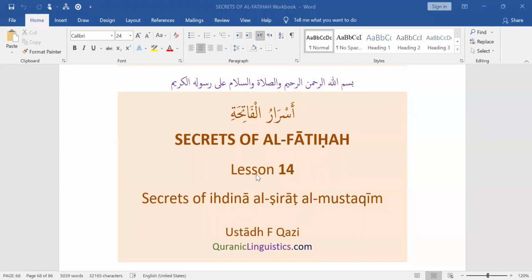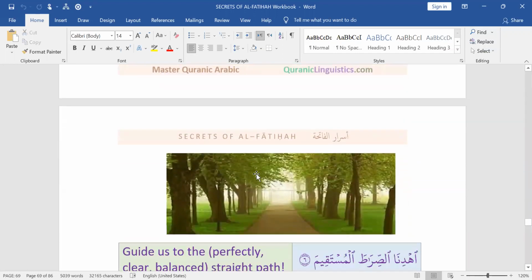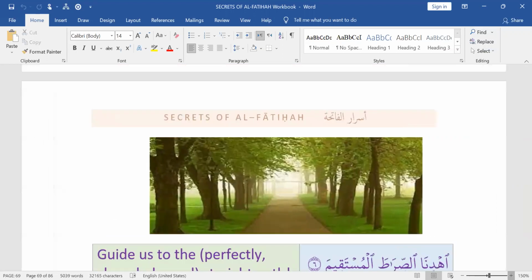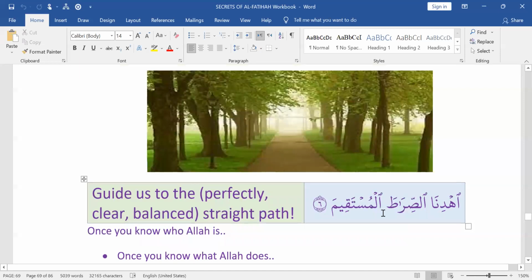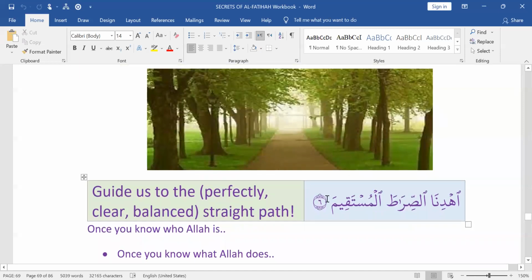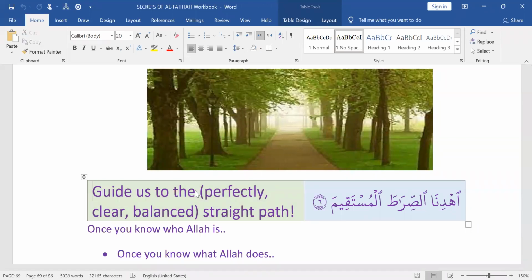Lesson 14. We'll talk about ihdina al-Sirat al-Mustaqim. What is this verse saying? This small, beautiful verse is saying, guide us to the perfectly clear, balanced, straight path.